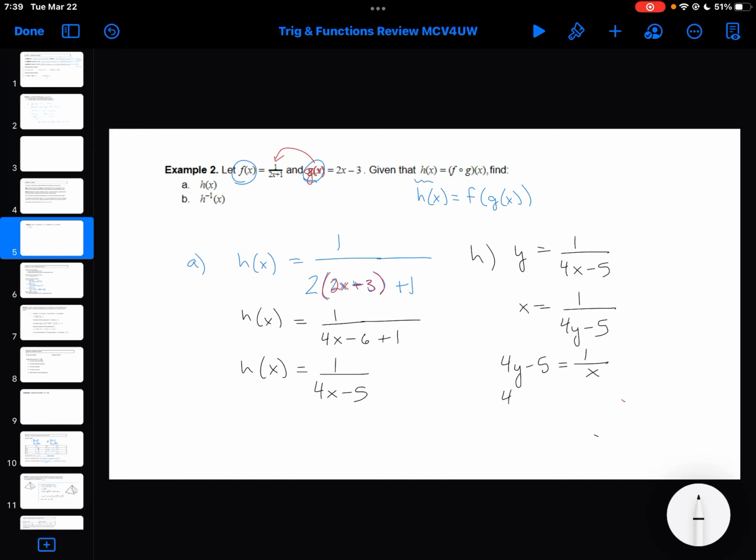Next thing that I'm going to do is add 5 to both sides. My goal is to isolate y. And then the last thing that I'm going to do is divide all of my terms by 4. So I'm going to get 1 over 4x plus 5 over 4. And then finally, I'm going to state using the inverse function notation, h inverse at x is 1 over 4x plus 5 over 4. So some algebra there for you, dealing with inverse and composite functions.